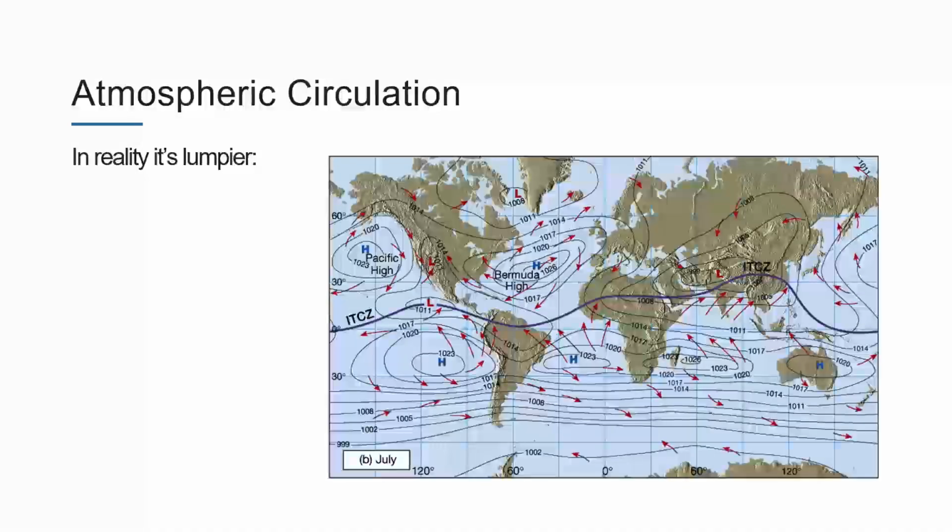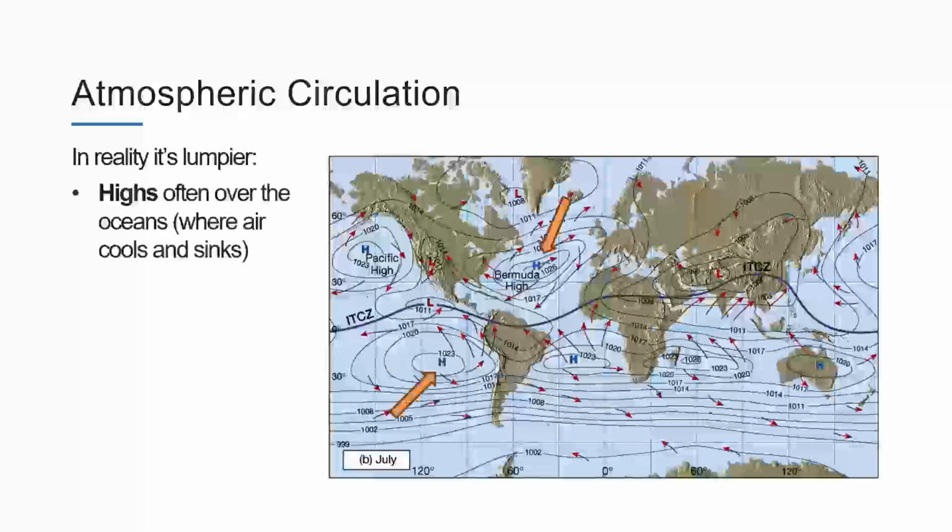We can also see that pressure doesn't form straight, even bands. Highs often form over the oceans because air tends to cool and sink here, similar to our discussion of sea breezes, except it's not really affected by day and night on this global scale. We can see these oceanic highs in both hemispheres, north and south.